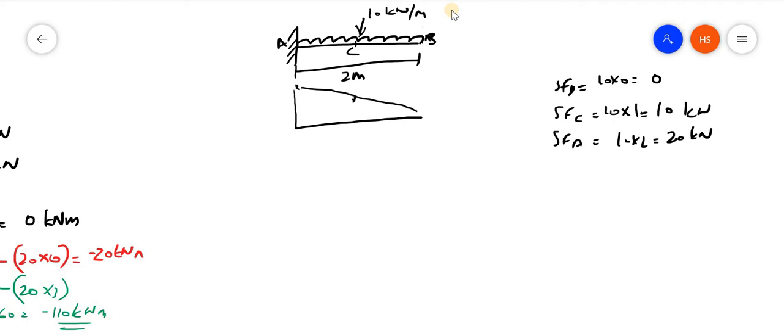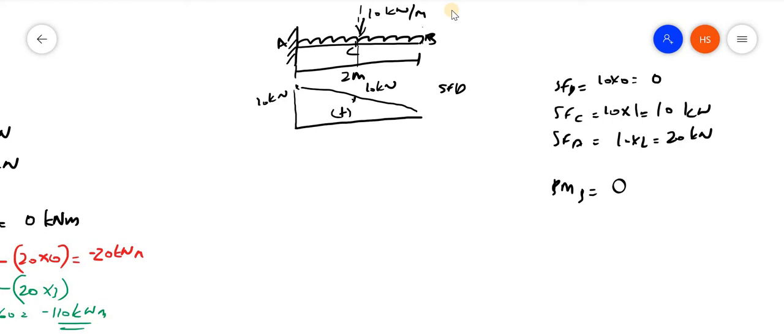So it will be positive. Here it will be 10 kilonewton and here it will be 20 kilonewton. This is my shear force, which we have discussed. Now let us find the bending moment. Bending moment at B is again 0 because the load into that distance is 0. Then bending moment at C. Okay, that you have to understand. What is the bending moment at C?